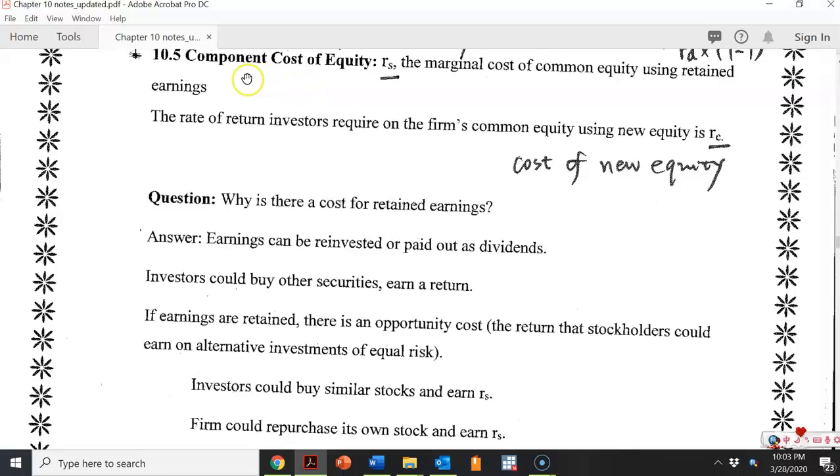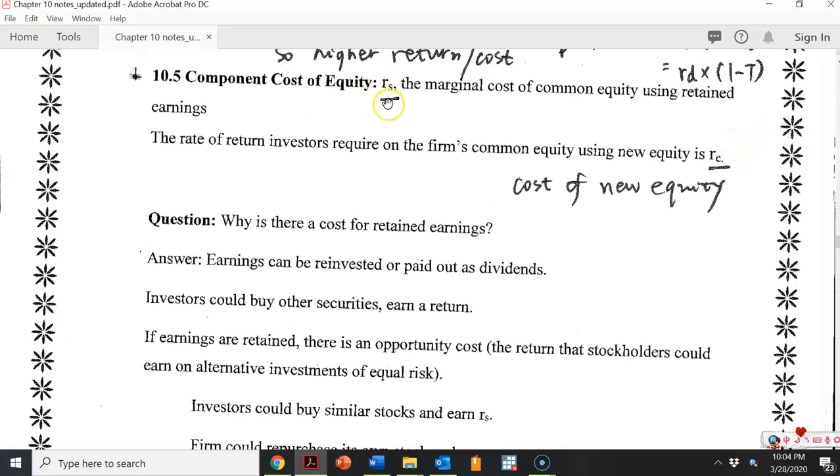The last part of the component costs is the component cost of equity, RS. Cost of common equity is also called the stock return. It is the marginal cost of common equity using retained earnings. The rate of return investors require on the firm's common equity using new equity is RE. So RS is the cost of common equity using retained earnings. RE is the cost of new equity, or the cost of common equity by issuing new equity.